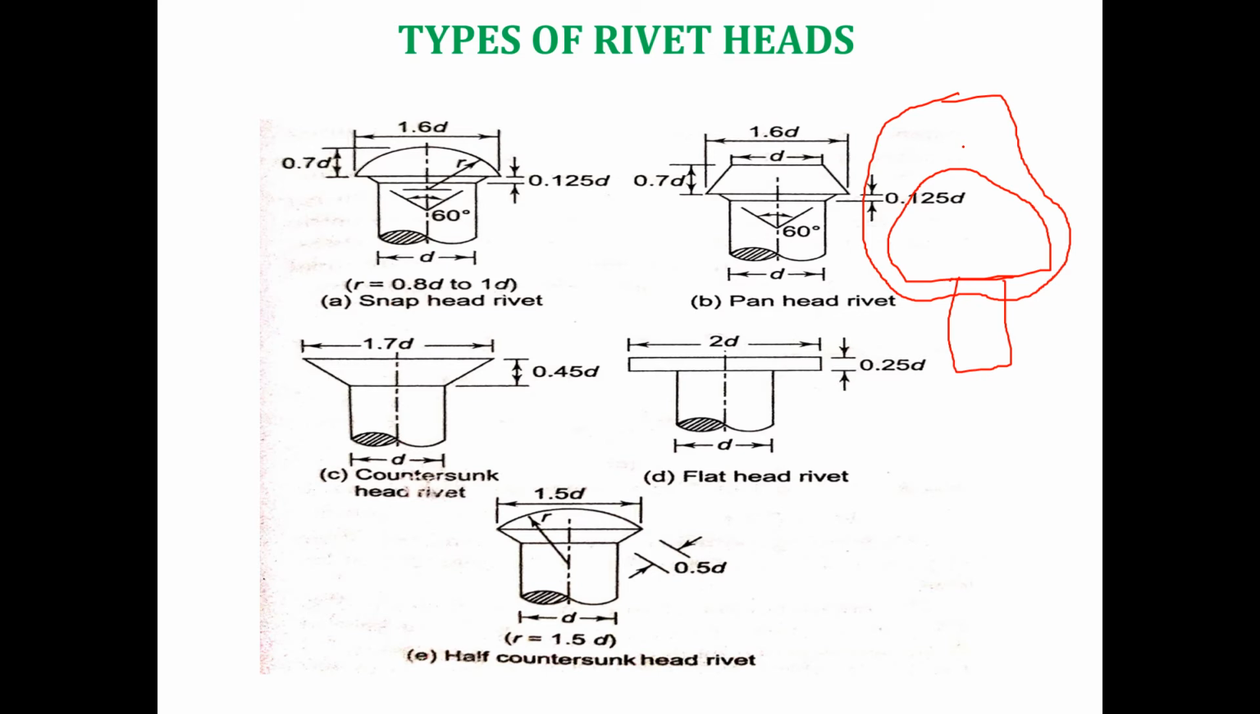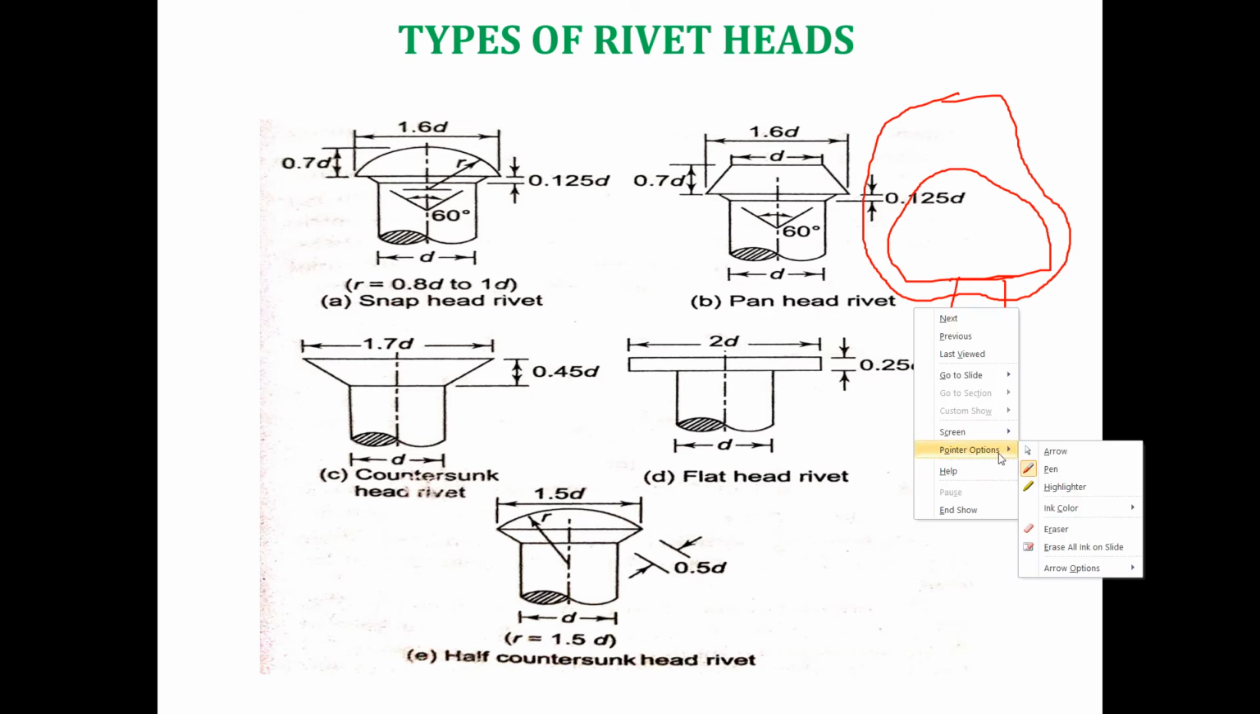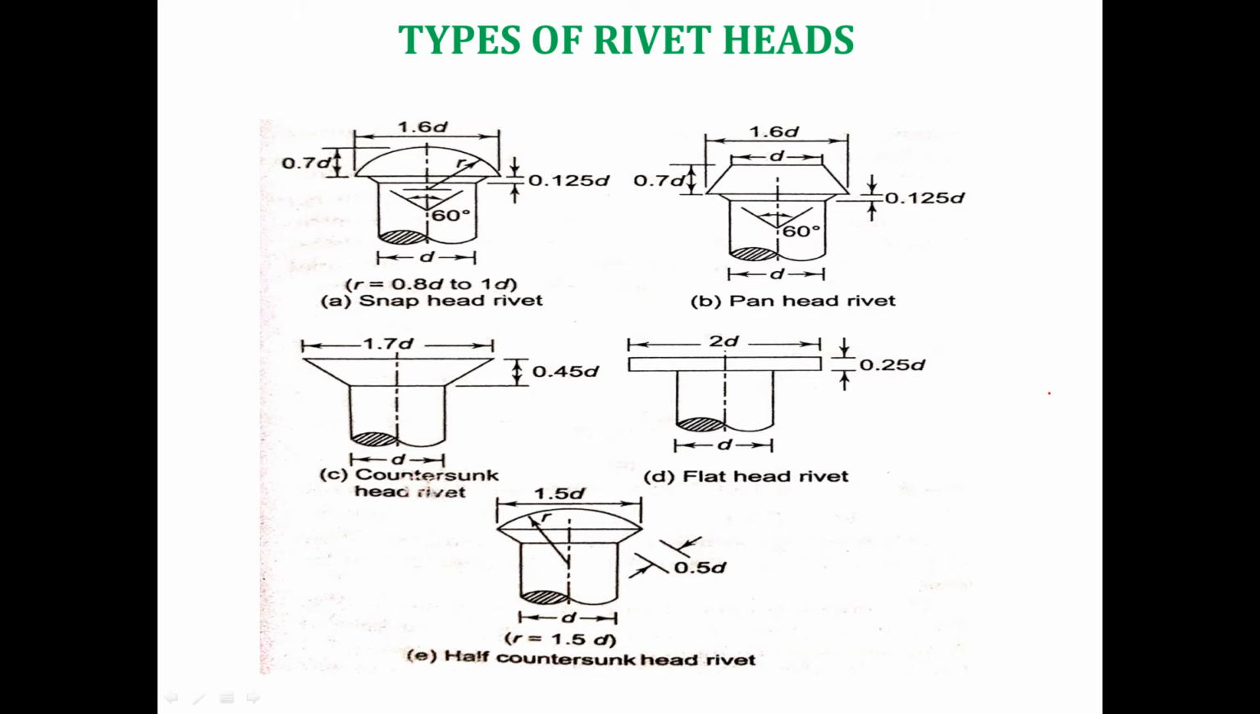You can see there are five different classifications of rivet heads. One is your snap head rivet. Second one is your pan head rivet. Third one is your countersunk head rivet. Fourth one is your flat head rivet, and the last one is your half countersunk head rivet.